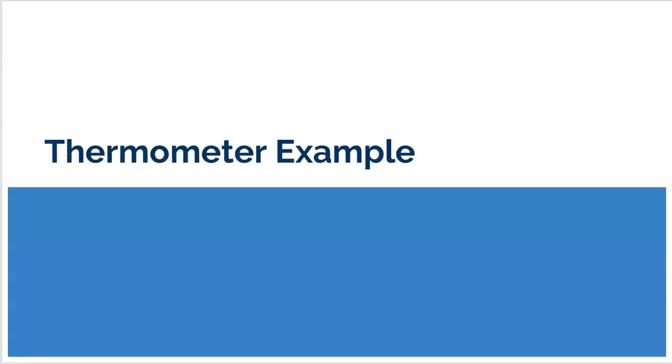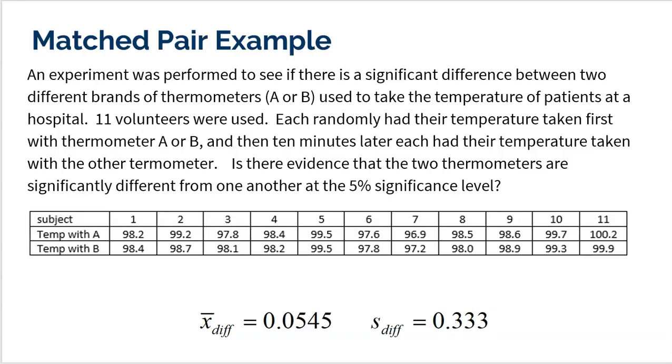All right, let's take a look at our thermometer example here. If you remember, what we were doing is we were trying to determine if there was a significant difference between the readings of two different thermometers, A and B. And we did a matched pair example here where we had 11 subjects and we simply measured them twice, once with thermometer A and once with thermometer B. So I know that this looks like I have two sets of data, but remember, I only have one sample. All I care about is the difference.